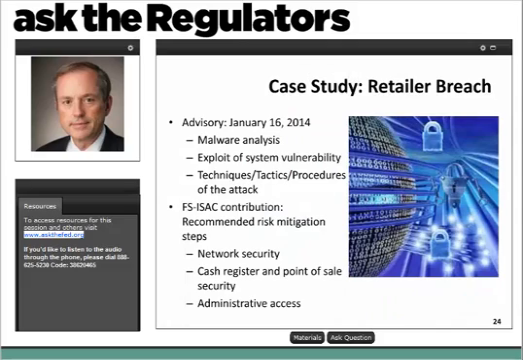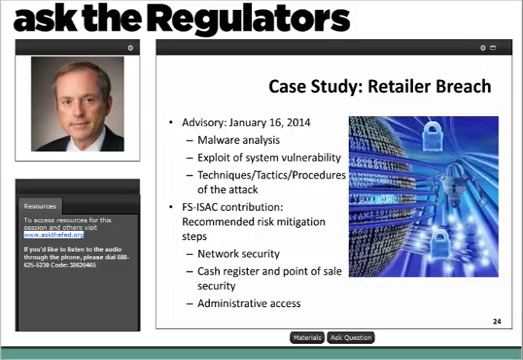Let's go to slide 24, and let's take a look at a case study regarding the recent retailer data breaches. Again, the theme: one organization's incident is everyone else's defense. How did the FFIEC respond to the retailer data breaches? Well, an advisory was released on January 16th of this year by the Secret Service, ISAC partners, and FFIEC. The purpose of the advisory was to alert the financial institution community, including institutions and payment processors, as well as retailers, about what the investigation had found to date about this second breach. It included malware analysis, exploit of system vulnerabilities, and the techniques, tactics, and procedures used in the attack.